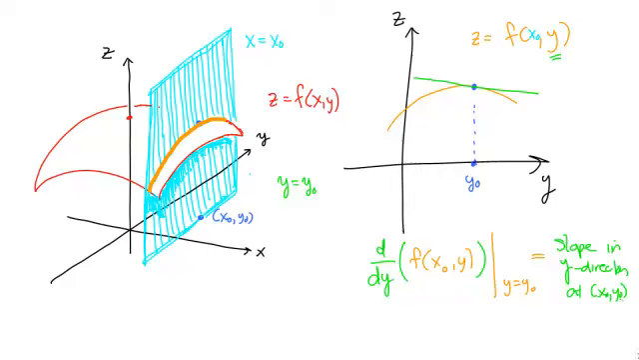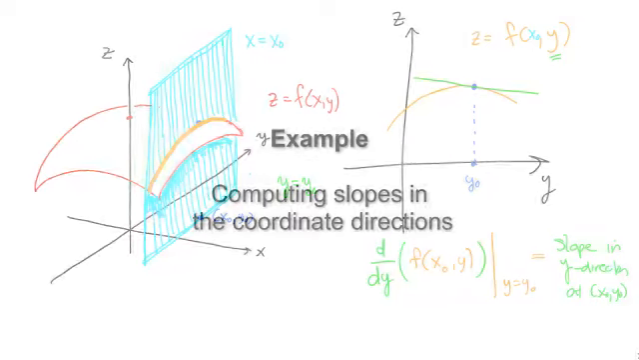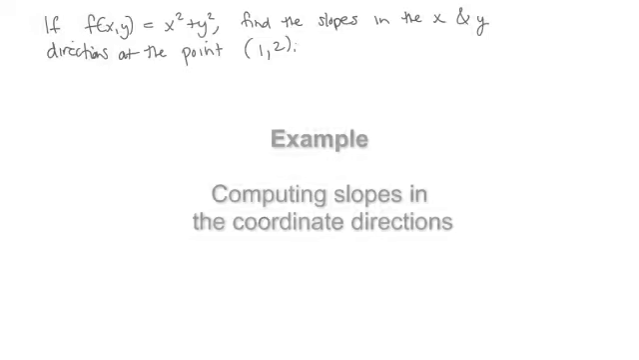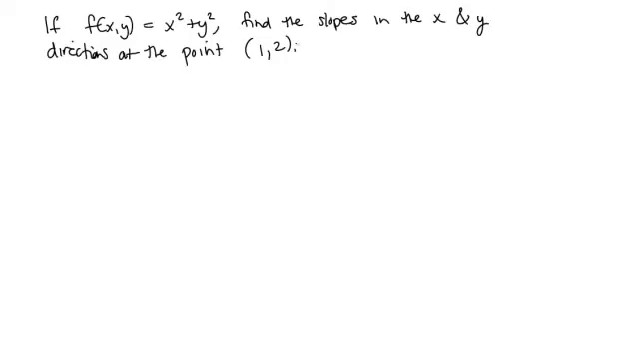And so now at any point on any surface, we can find the slopes in the two directions. Let's give this a shot on an example. If f of x, y is the function x squared plus y squared, find the slopes in the x and y directions at the point (1, 2).